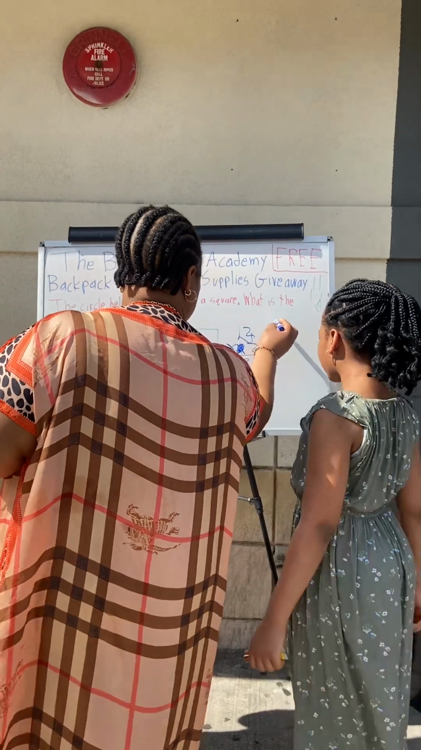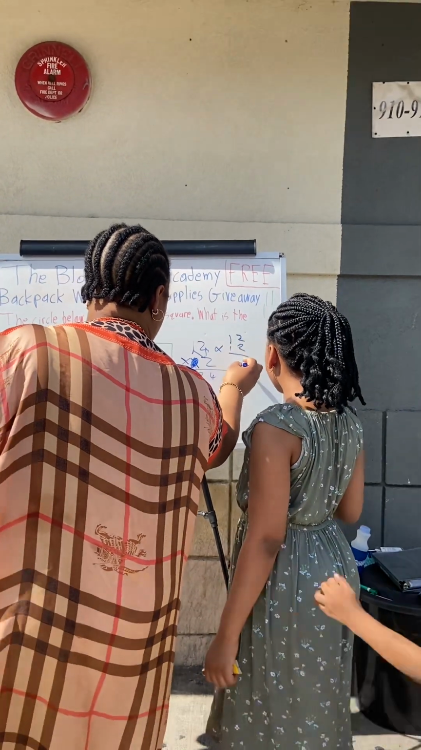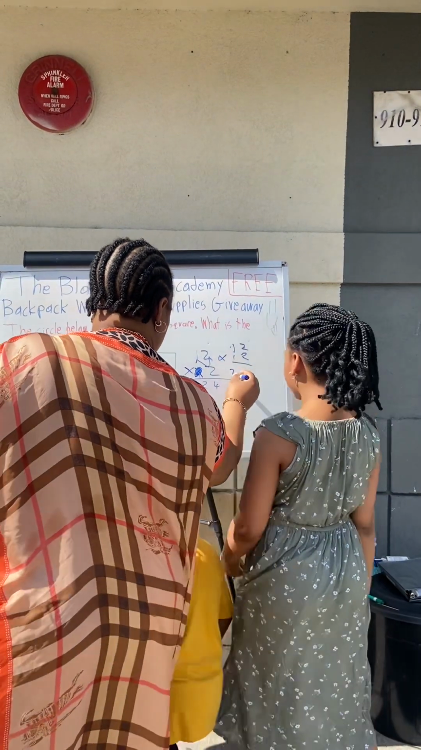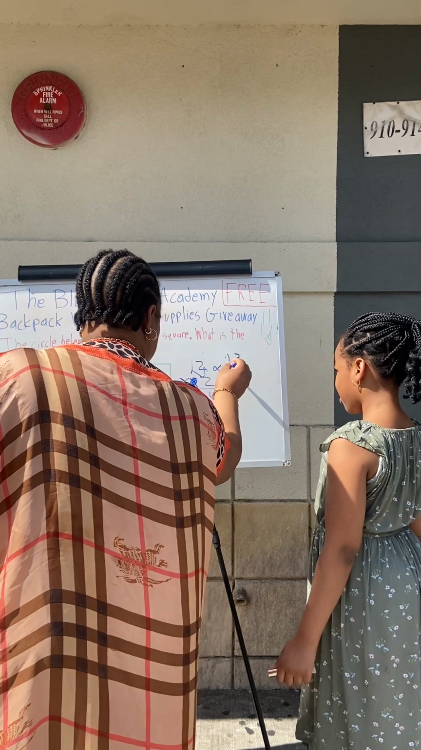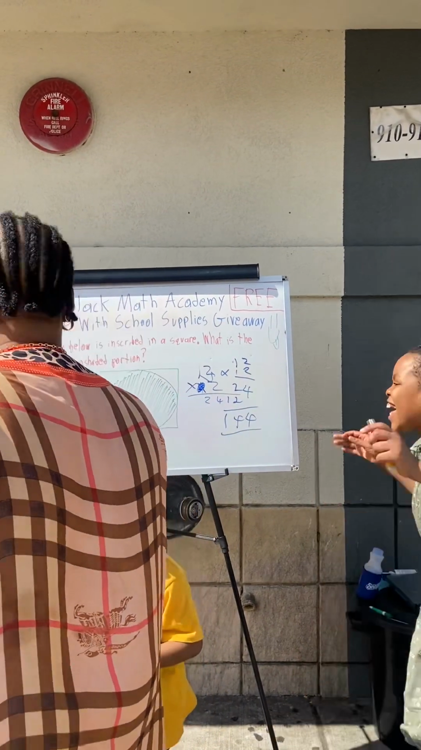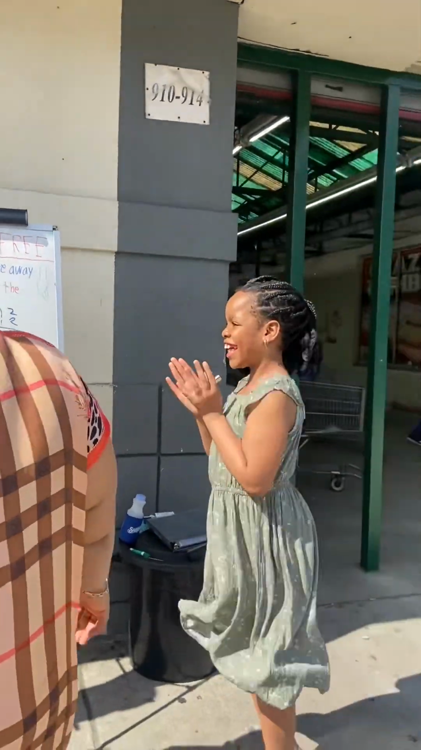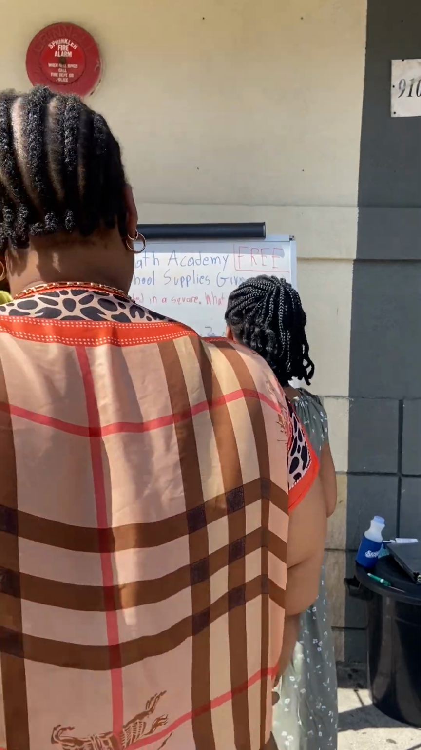So that's 12. That's 12. 1 times 2 is 2. This side is 1. That should be 4. That's how you do it. You guys have to be patient and learn. Right? So the area of the square is 144.